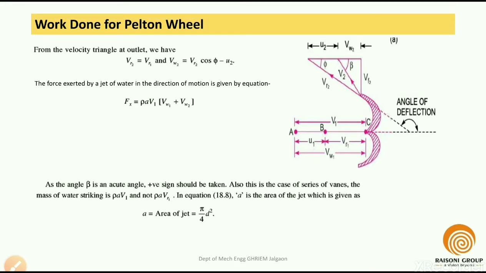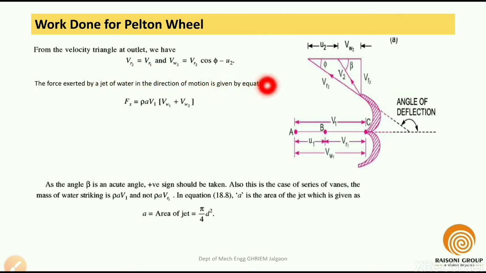Now we will see the outlet velocity triangle. Here the relative velocity at the outlet will be equal to the relative velocity at the inlet. Taking this angle phi, from this triangle we can say that cos phi is equal to u2 plus vw2 divided by vr2. Hence, simplifying this equation for vw2, we get vw2 is equal to vr2 cos phi minus u2.